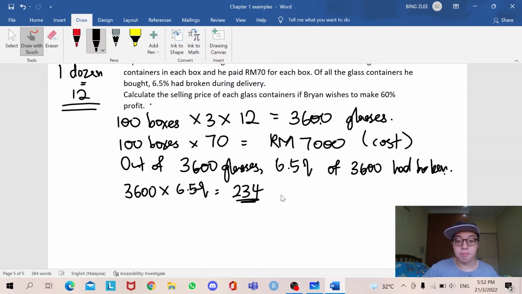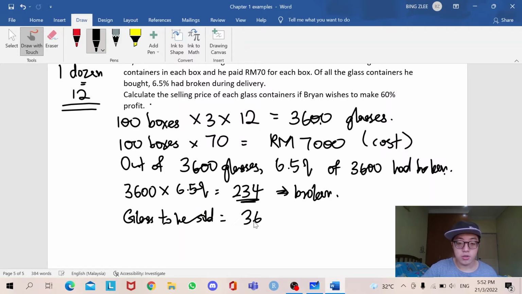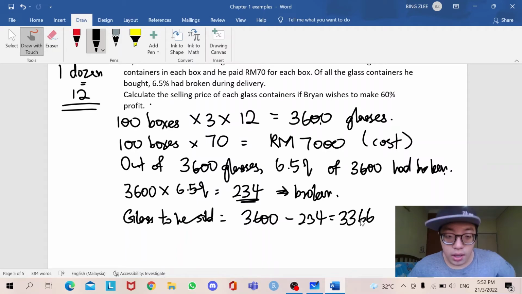But this is the amount broken. So you will need to look for the amount of glass containers to be sold, which is 3,600 minus 234, which equals 3,366. Okay, and this is the first method.